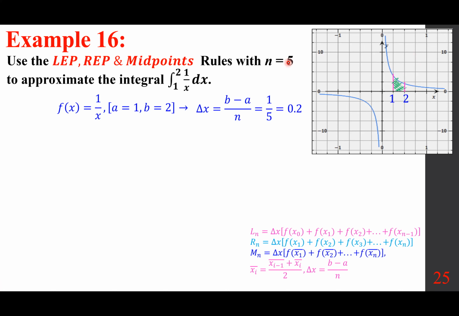Now, I'm going to show you a very easy way to handle this. The concept is the delta x, when you're going to cut from 1 to 2 into 5 equal parts. Five equal parts, starting with 1, and then add 1 over 5 or 0.2.